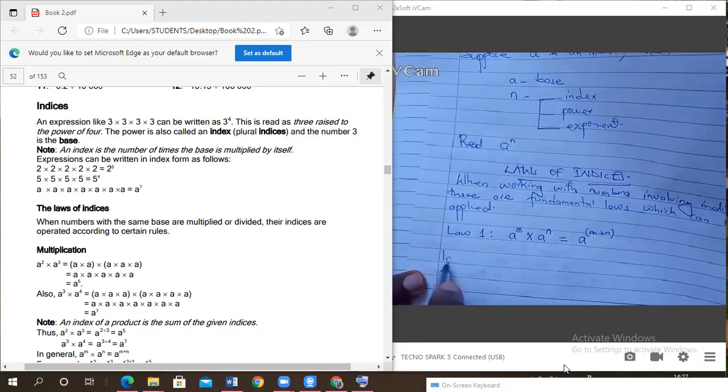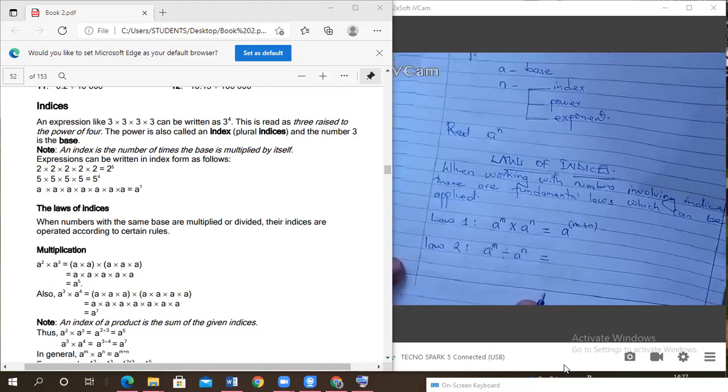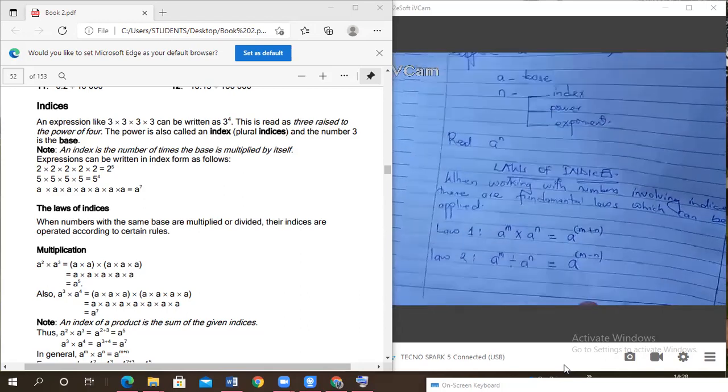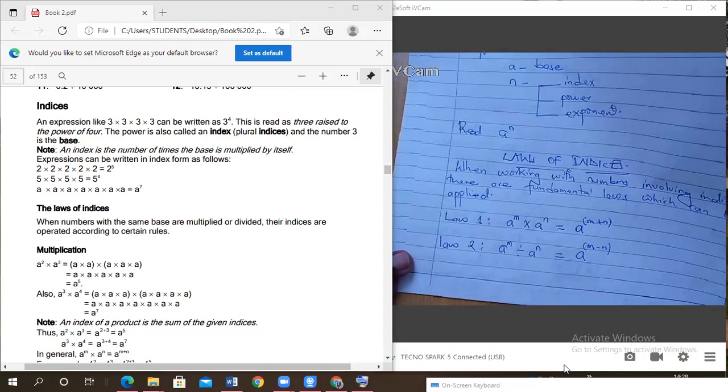Law number two. If I have a to the power m, and I'm dividing it by a to the power n, the law permits me to say this is the same as a to the power m minus n. And the reverse is true. Are you together? Yes.